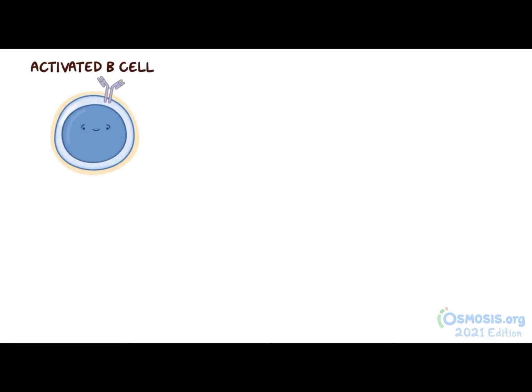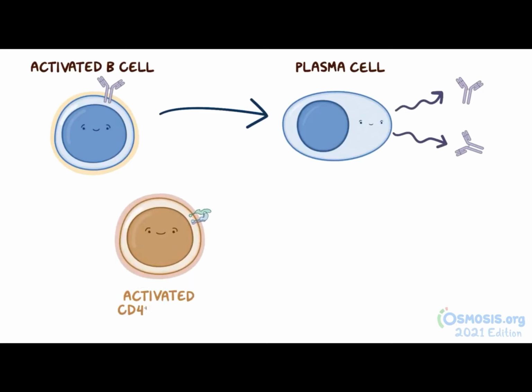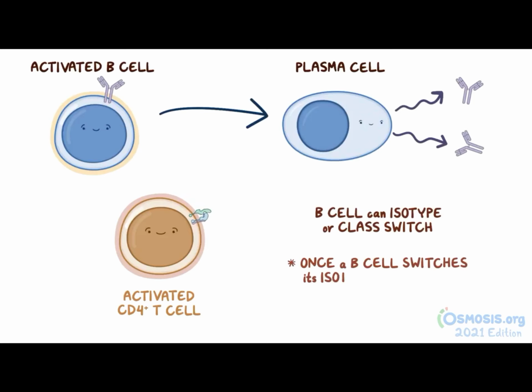An activated B cell has one goal in mind: to differentiate into a plasma cell and secrete antibody. But there are 5 classes of antibodies that the plasma cell secretes. So initially, the B cell will differentiate into an IgM secreting plasma cell, because that's ready to go, since it's the basis for the B cell receptor. If, however, an activated CD4 positive T cell is present, it'll help the B cell to isotype or class switch, to change the isotype of the antibody it produces. Isotype switching requires a change in the DNA, and once the B cell switches its isotype, it can't go back to making IgM again.